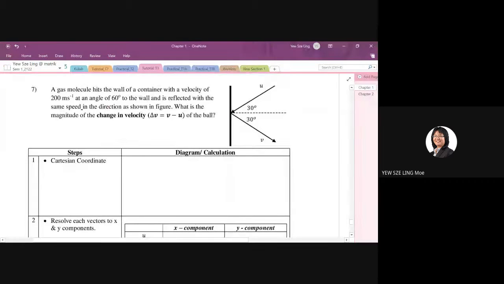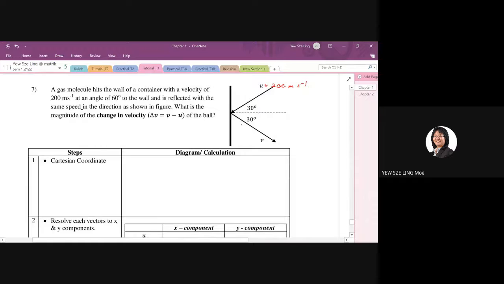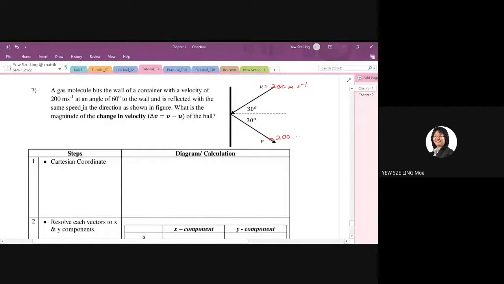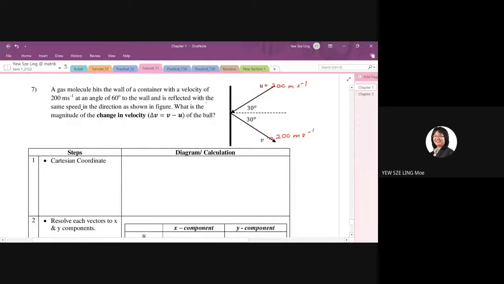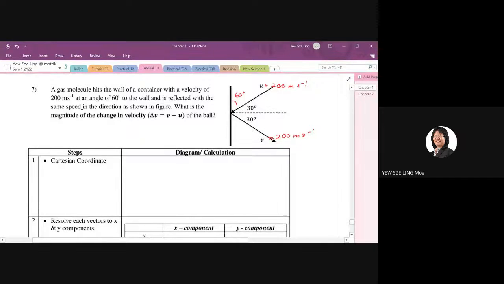So now let's look at question 7. A gas molecule hits the wall of a container with a velocity of 200 meter per second. So u equals 200 meter per second at an angle of 60 degrees to the wall, and it is reflected with the same speed in a direction as shown in the figure. So this is also equal to 200 meter per second. It says 60 degrees to the wall, so it means 60 degrees here. So from the x-axis it is actually just 30 degrees. It's given in the diagram.